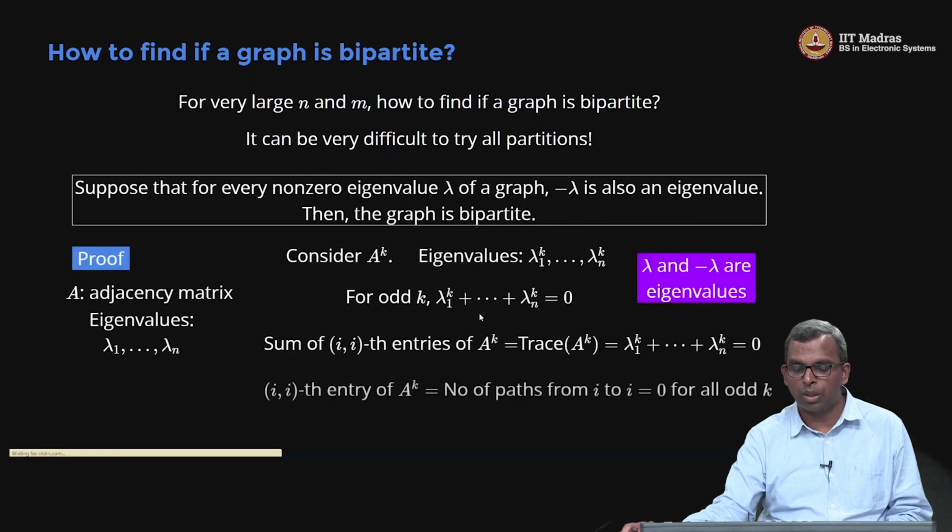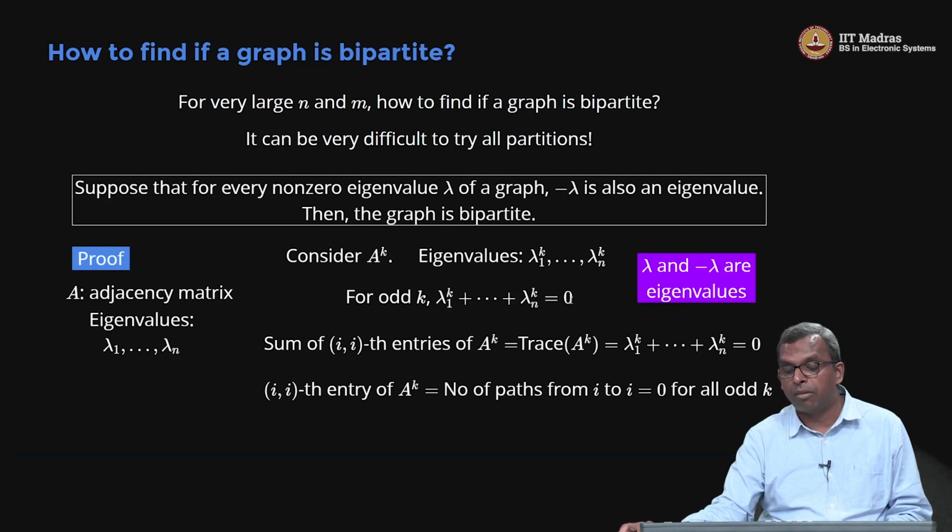I'm going to quickly skim through this. Basically the point is, if you have A having eigenvalues lambda 1 to lambda n, A to the power k also has eigenvalues lambda 1 to the k to lambda n to the k. Now if k is odd, lambda 1 to the k plus lambda n to the k will be 0, the sum. The reason is lambda and minus lambda are pair of eigenvalues, right? So whenever you add here, it will be 0. But the sum of eigenvalues is the trace. Trace is the sum of the diagonal elements. Sum of diagonal elements is 0. But now all diagonal elements are non-negative. Their sum is 0. So there are no paths from i to i for all odd k, and that makes the graph bipartite. Okay, so it's a wonderful relationship.